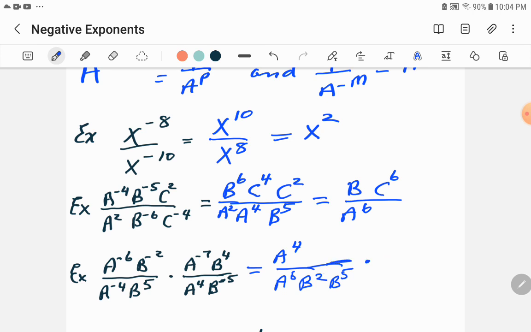The second rational expression, a to the minus 7, that would go down to become positive a to the 7th. Here, a4 stays. B to the minus 5, that b will come up, so it'll be b to the 5. And b4 will stay.